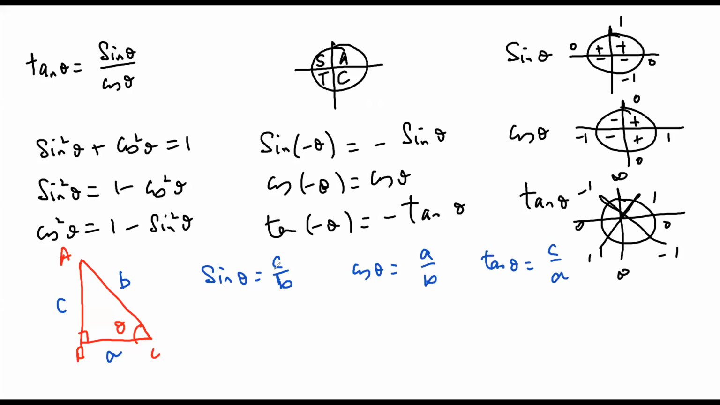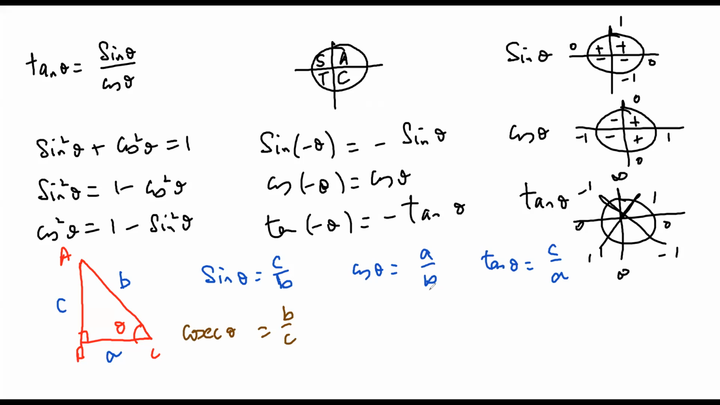Guys, if you have C over B, then you can also have B over C. Okay? That is the reciprocal of the C over B. This is known as cosecant theta. Cosec, we write it like C-O-S-E-C, and it is pronounced as cosecant theta.